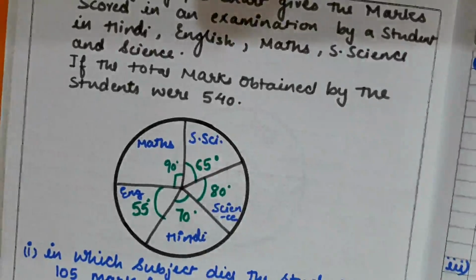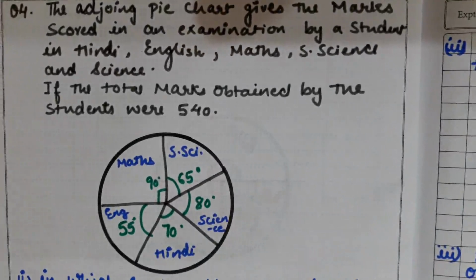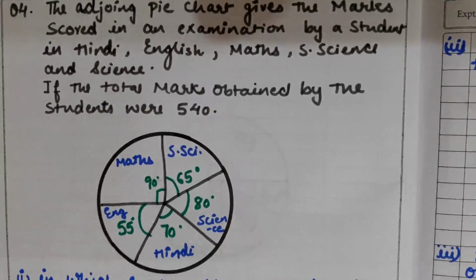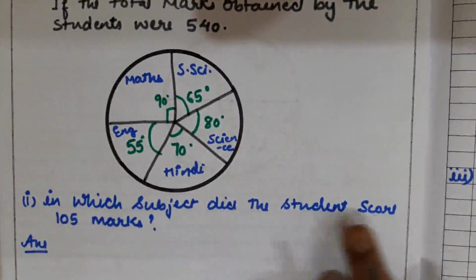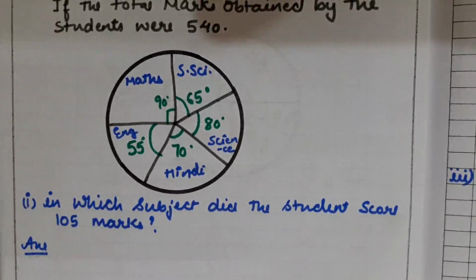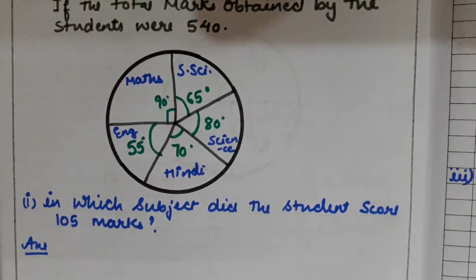So children, for finding out the central angle we multiply by 360, but for finding out the marks obtained we have to divide by 360. Getting my point? So let's see what the first question is, then we solve the next one. In which subject did the student score 105 marks? Now the question is asking in which subject the student scored 105 marks. We don't know the marks yet. We have to find out the marks of each subject, then we can find out in which subject the student got 105 marks.